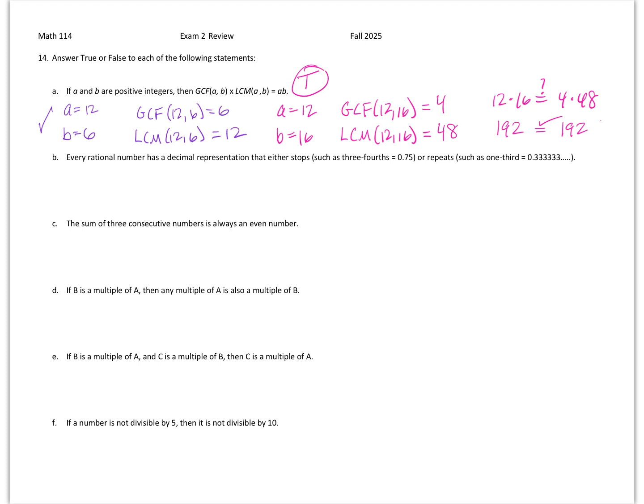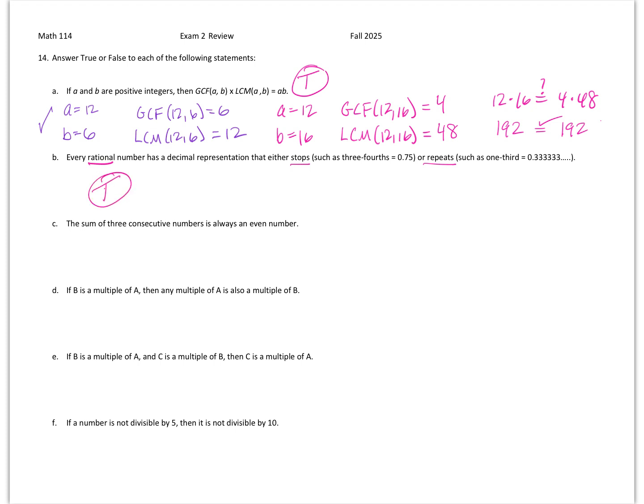B, every rational number has a decimal representation that either stops, such as 3/4 equals 0.75, or repeats, such as 1/3, which is 0.333333 repeating. So every rational number has a decimal that stops or repeats. That is true.